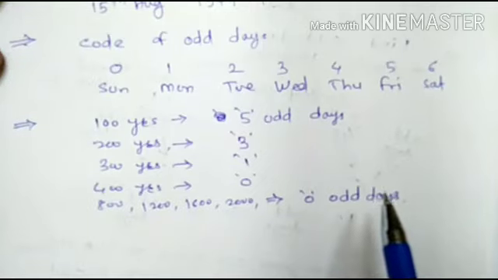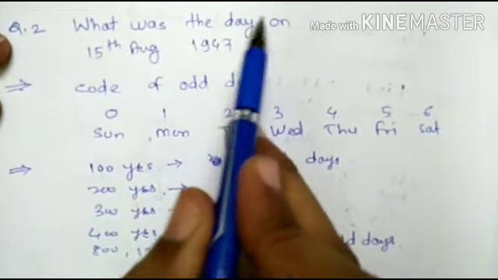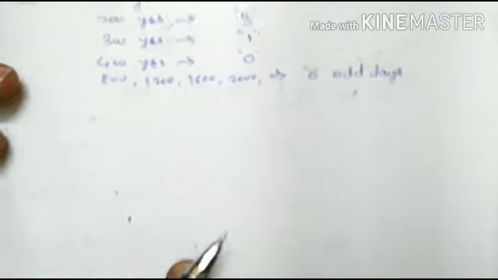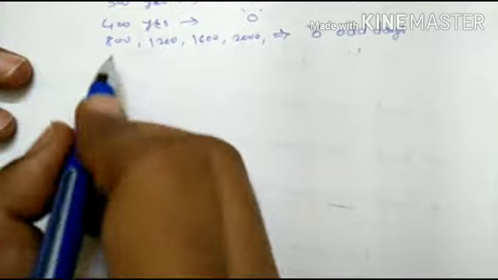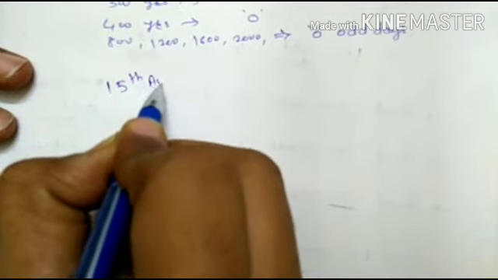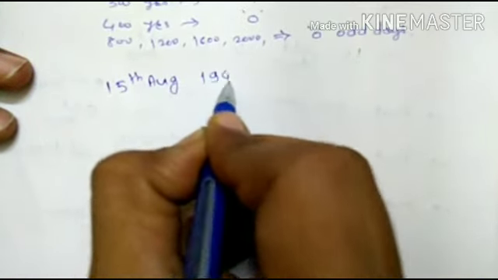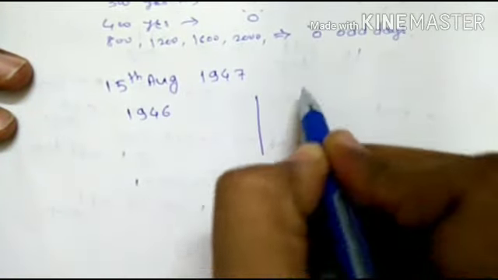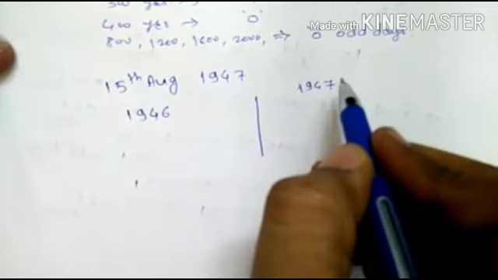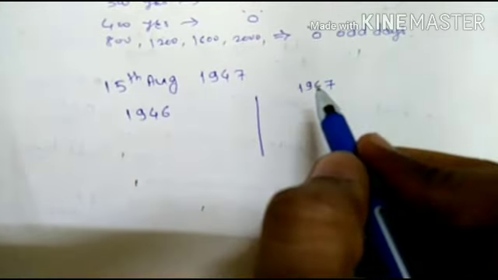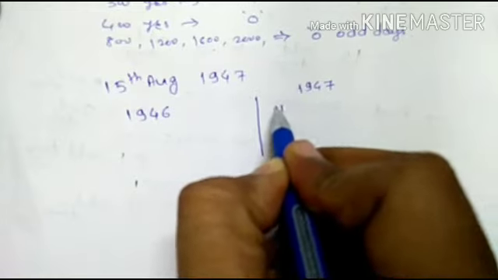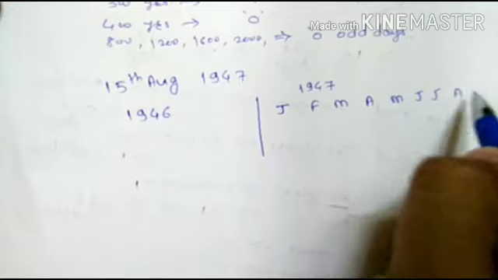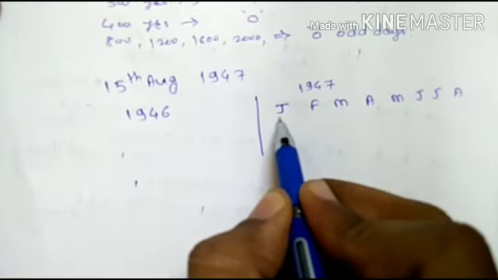Now come to our question. What was the day on 15th August 1947? In this question we have to find out the day on 15th August 1947. 1946 years are completed. After that, in the year 1947 up to 15th August, we have to consider January, February, March, April, May, June, July, August. We will directly write down the odd days.